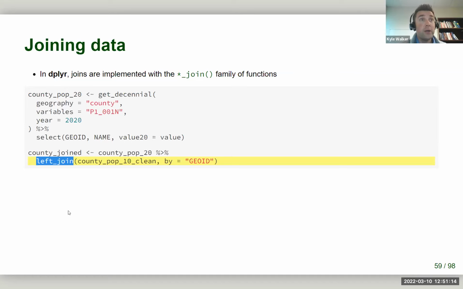You can do right joins where all rows on the right-hand side of the join are retained. You can do inner joins where only matching rows are retained. You can do outer joins where all rows are retained. In this particular case, we're retaining all rows in 2020, and we're joining to it rows from 2010 based on common values in the GeoID column.